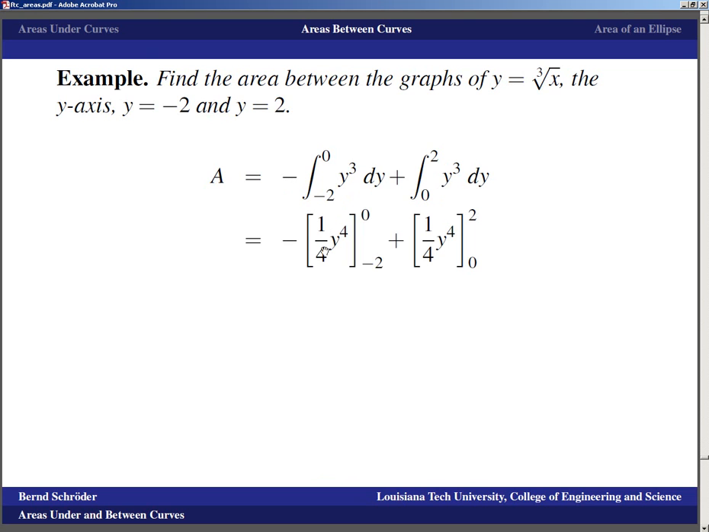Well, we integrate that. The antiderivative of y cubed is 1/4 y to the 4th. We keep the negative sign. We've got the bounds in both cases. And now plugging in ought to be pretty simple. Yes, it is, because at the upper bound it's 0. At the lower bound we get 16 divided by 4, which is 4, so 0 minus 4. Same thing here. At the upper bound it's 4, at the lower bound it's 0. Minus 4 plus 4 gives us 8. And that's the answer to that problem.